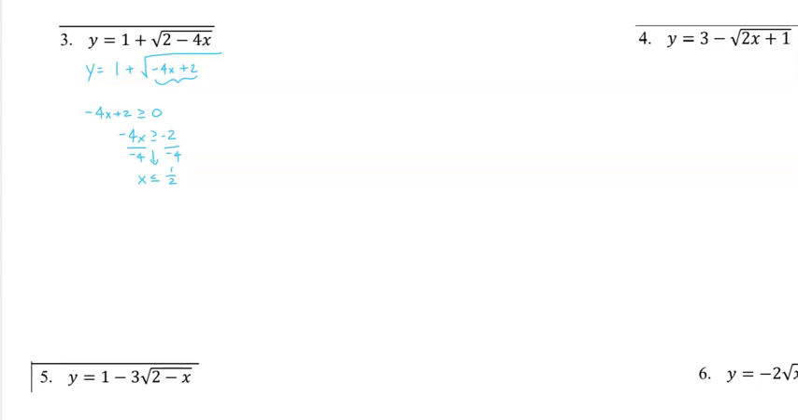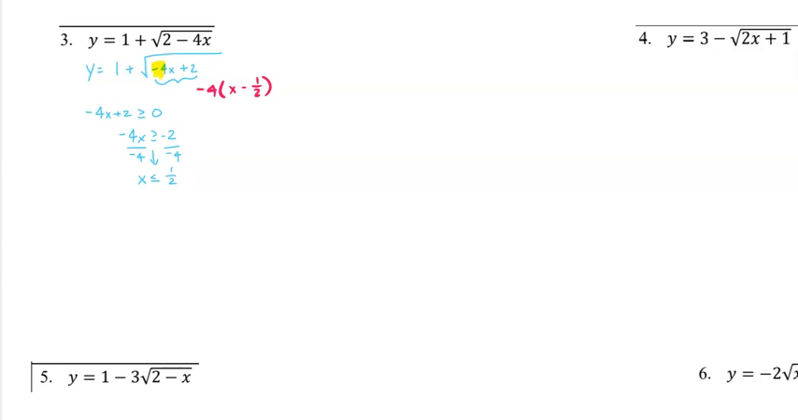Okay, so notice what happened. This is very important to figure out as we get into transformations. You see this negative 4 in front of the x? Look what that did to the domain, or what could be the domain. It completely flipped it. What I can do is take a negative 4 out of the radicand, and it becomes x minus 1/2.